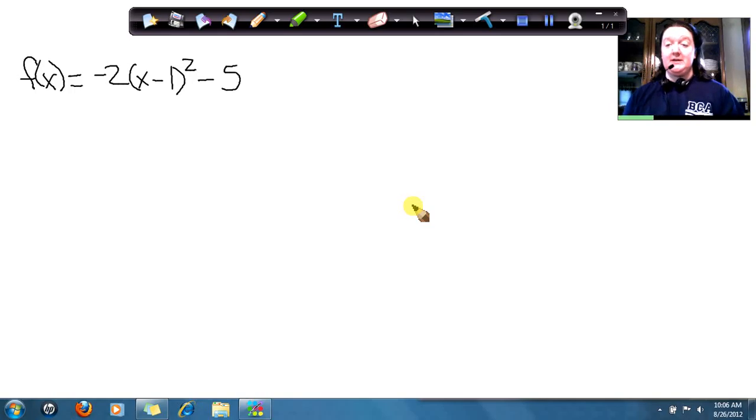Morning, we're going to look at page 15, question number 9. It says f of x equals negative 2(x minus 1) squared minus 5. Now we know to find our vertex, vertex is our (h, k).